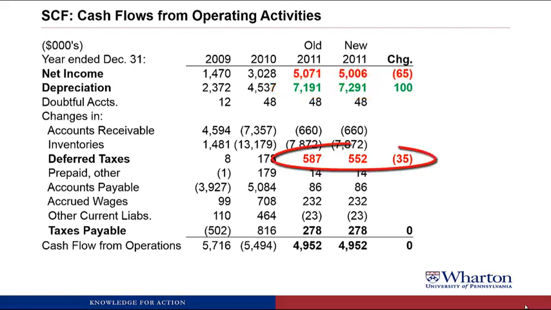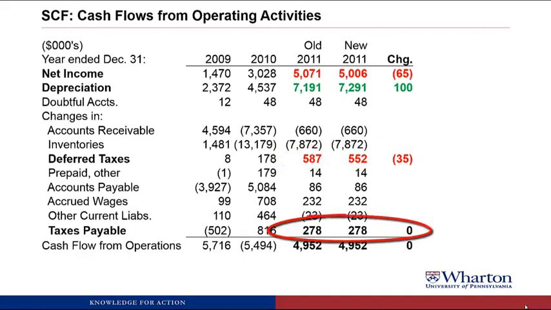And then the deferred tax liability went down by 35. If a liability goes down, we subtract it in the indirect method of the operating section. So deferred taxes go down from 587 to 552 when we subtract out that 35. There's no change in income tax payable because our change in depreciation for the books did not affect taxes that we owe the government.